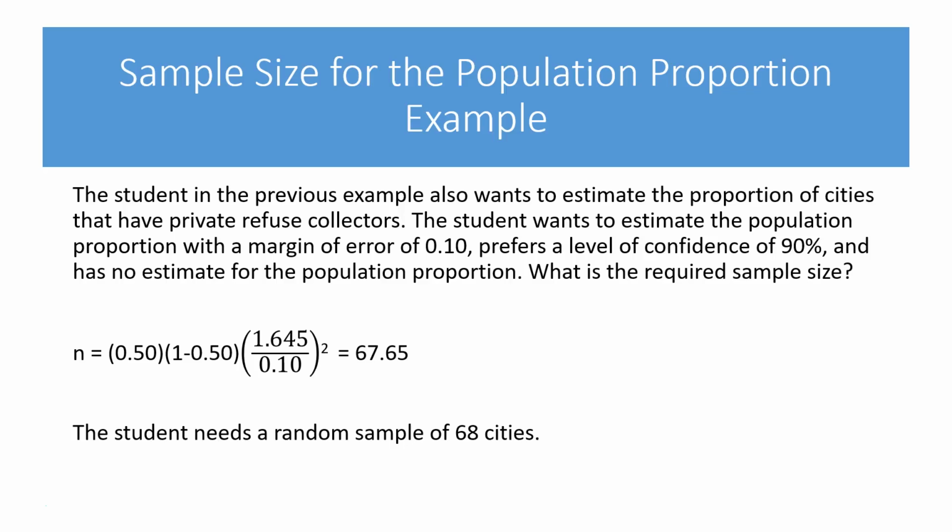So here in this example, we have the same situation, but now we're looking at a margin of error of 10, and the student prefers a level of confidence of 90. And so if we use the population proportion at 0.5 in the formula, since we don't have an estimate for this particular value.